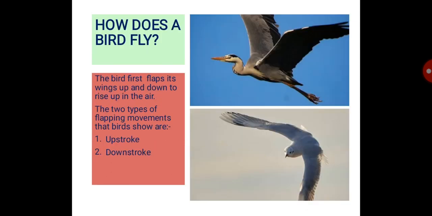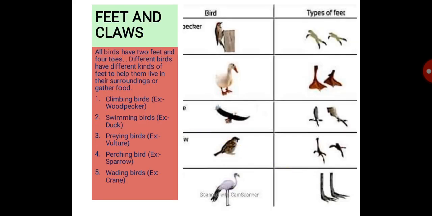Now, the question arises, how does a bird fly? The answer is with the help of the movement of their wings. Birds flap their wings and fly. Birds show mainly two types of flapping movements: upstroke and downstroke. Children, now we will study about feet and claws. All birds have 2 feet and 4 toes, which help them for walking, hopping, picking things, catching, and holding food.